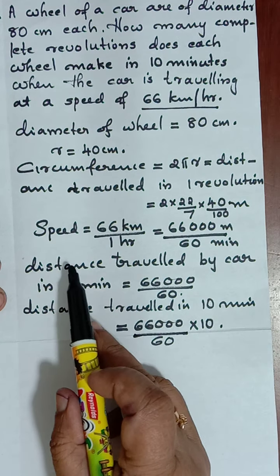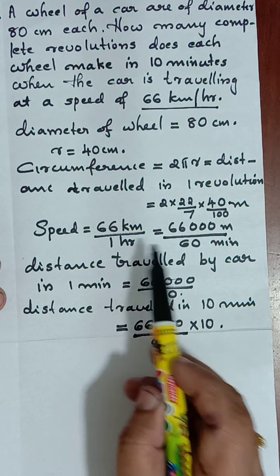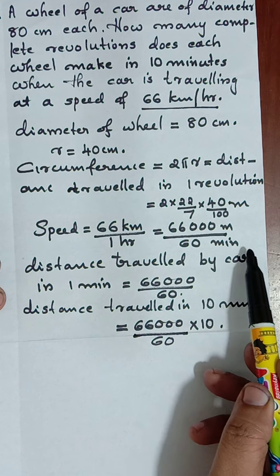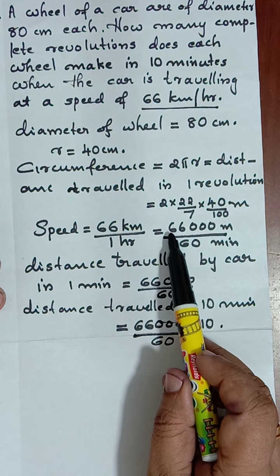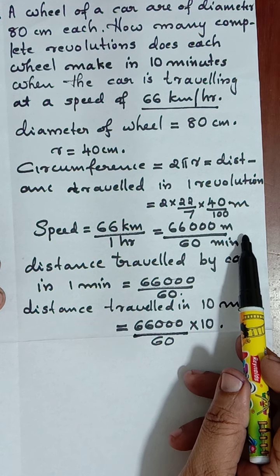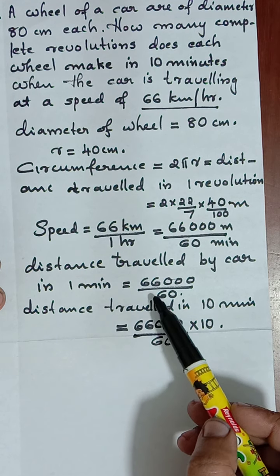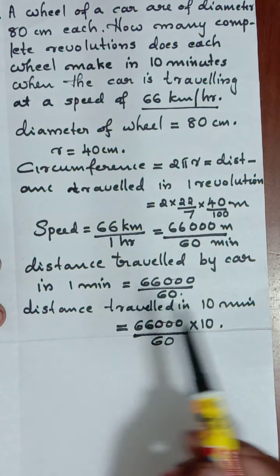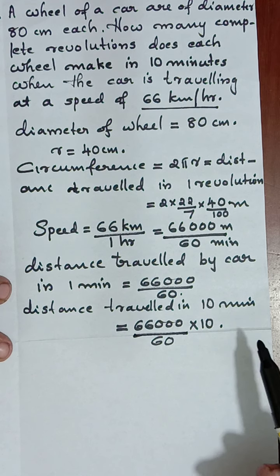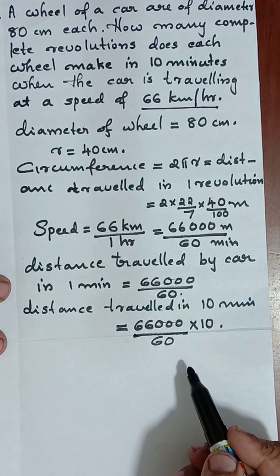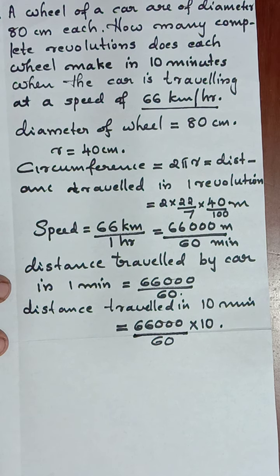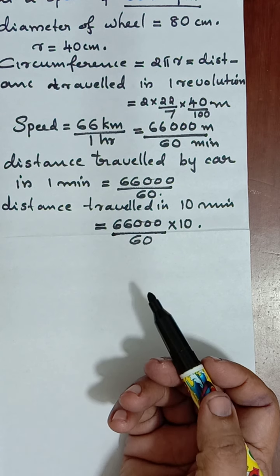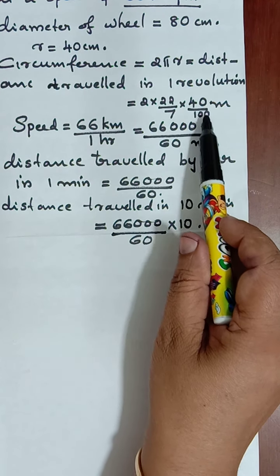Now speed of the car is 66 kilometer per hour, that is 66,000 meter by 60 minutes. That means in 60 minutes the car is moving 66,000 meters. Therefore in 1 minute it moves 66,000 by 60. Therefore distance traveled in 10 minutes is this into 10. So distance traveled in 10 minutes we have found out already. What do we have to do in the next step? In one revolution, the circumference is 2 into 22 by 7 into 40 by 100.